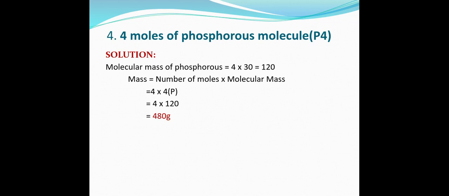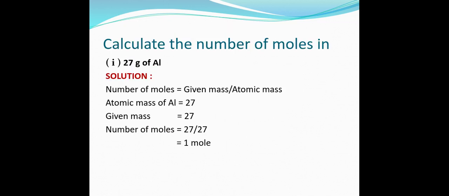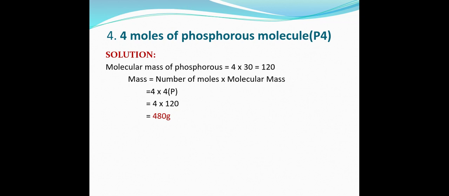The next one is: how many grams of phosphorus are present in 4 moles of the phosphorus molecule? For 1 molecule of phosphorus, 1 atom of phosphorus is 30, so 4 into 30 is equal to 120. Mass is equal to number of moles into molecular mass. That is equal to 4 into 120, that is equal to 480 grams.